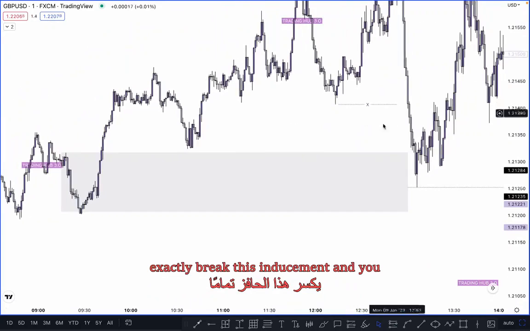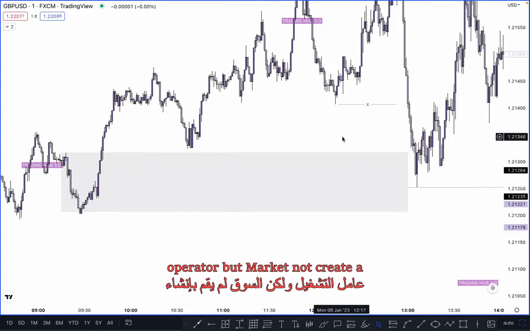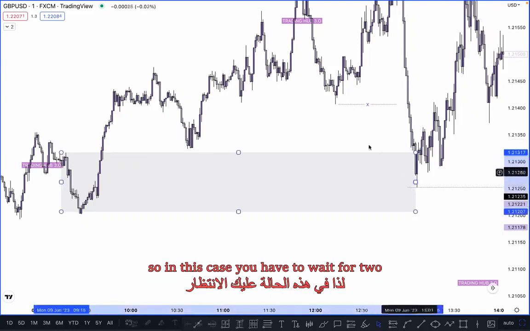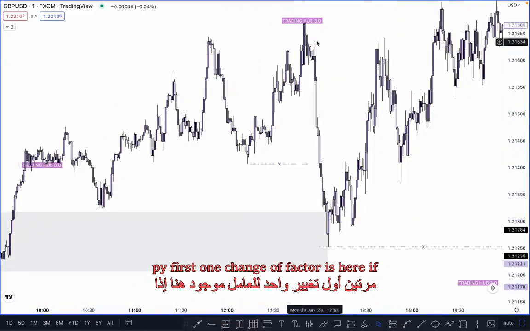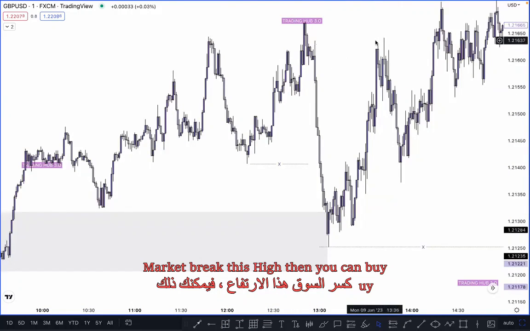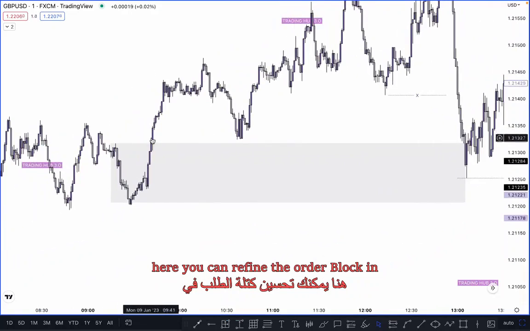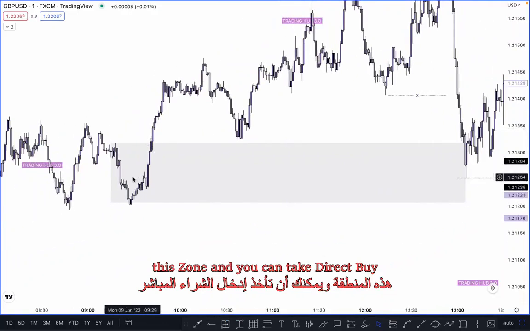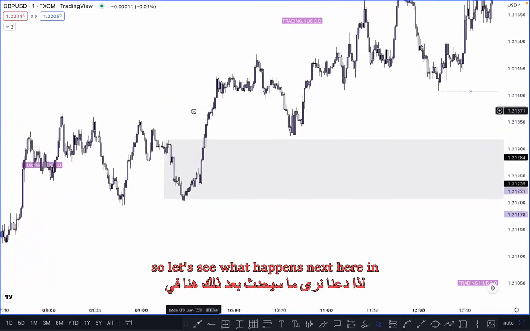Break this inducement and wait for a change of character, but the market does not create a structure, and the market taps on your order block. So in this case you have to wait for two POIs. First one, change of character is here. If the market breaks this high, then you can take the first buy entry, and the second possible entry is here. You can refine the order block in this zone and take a direct buy entry here, which is called a risk entry. So let's see what happened next.